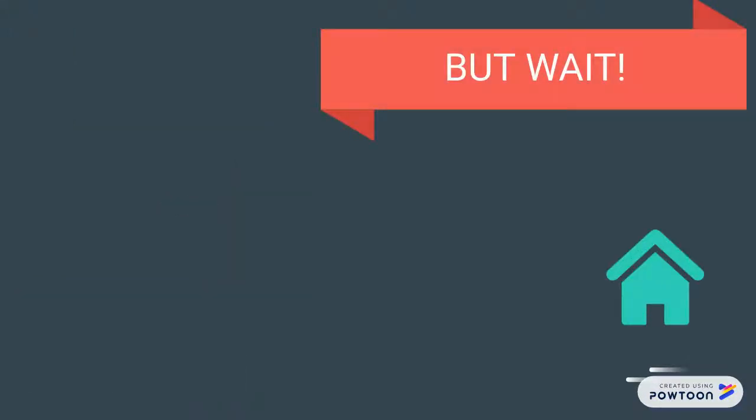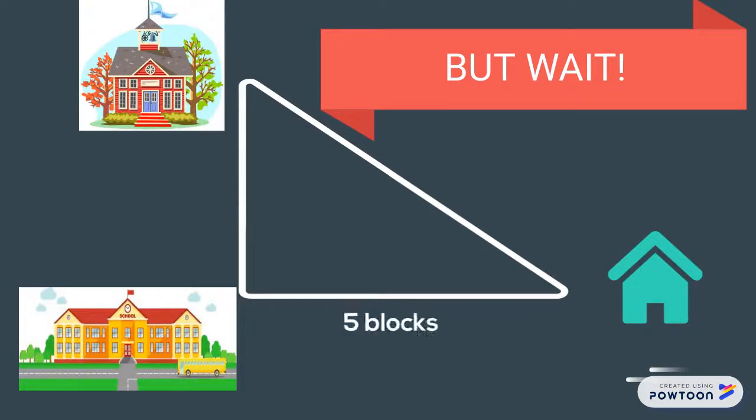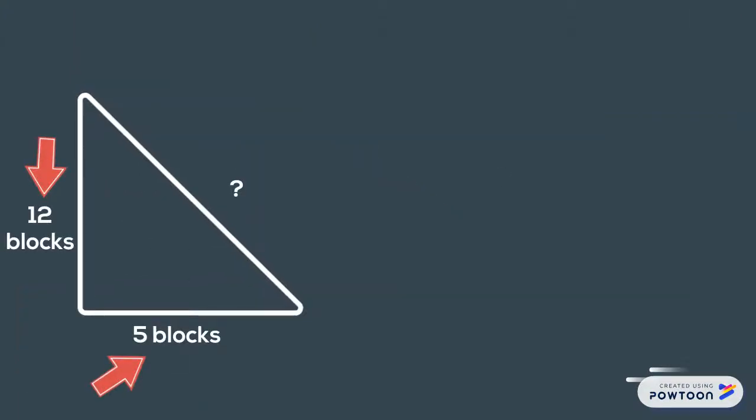What if we had the distance from my high school to the house as 5 blocks and the distance from my high school to the elementary school as 12 blocks? So a becomes 12 and b becomes 5.